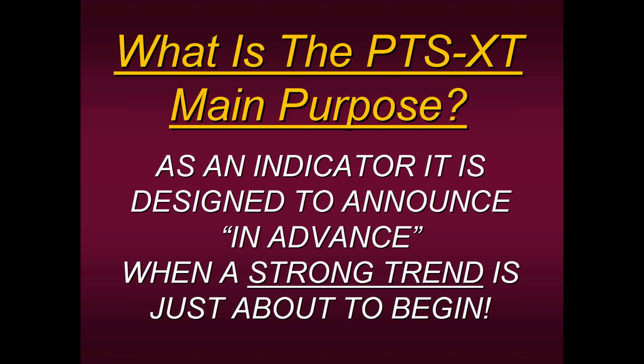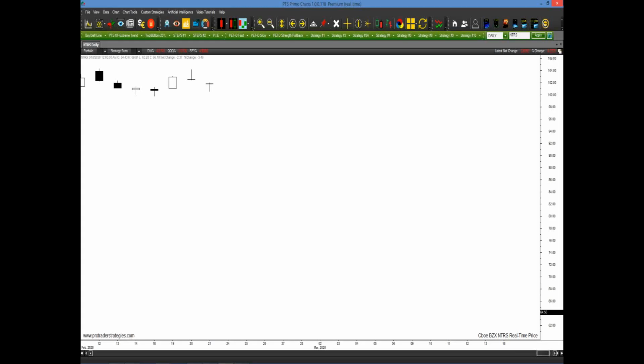All right, so it's not designed for the overall trend. It's not designed on a tick-by-tick basis that may get you in a little bit too early and you may have to wait. It's designed to announce in advance when a strong trend is just about to happen, usually a day or a bar or two in advance. For example, look at NTRS here, okay? This was in February. It was going sideways. Nothing was happening until this day.